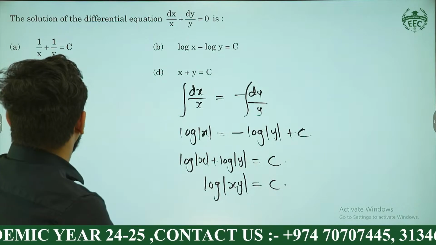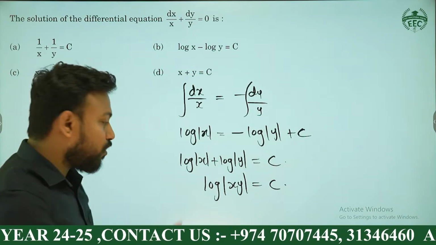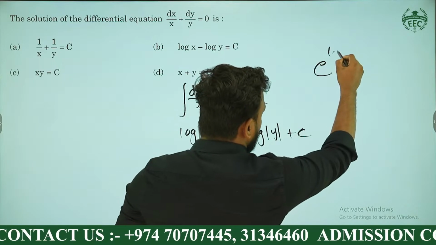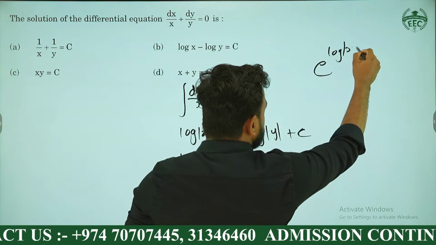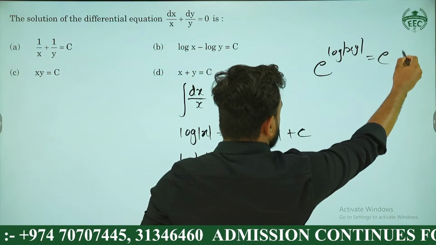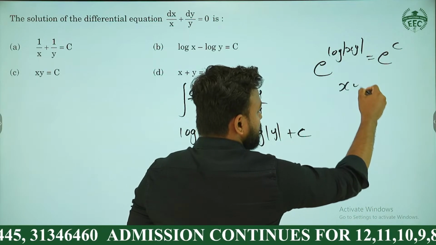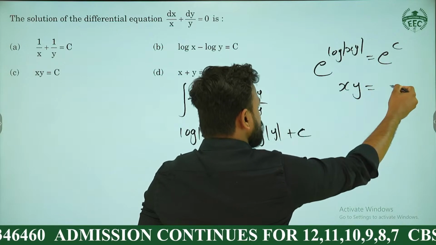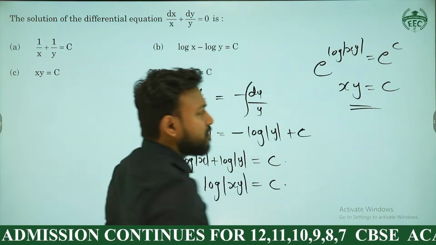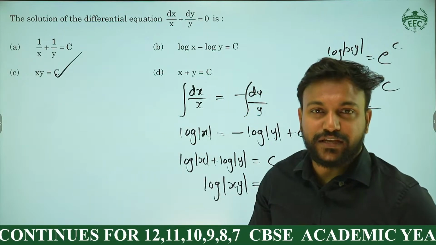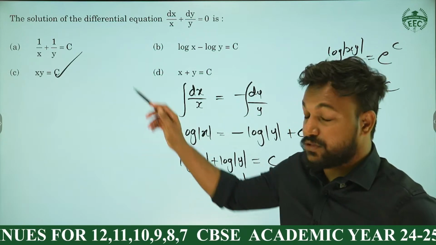Then you can apply the exponential function on both sides. What you will get? E raised to log xy is equal to e raised to c. Here you can see e and log will be cancelled, so you will get x into y, and e raised to c is another constant, therefore you will get c. So xy is equal to c. Here you can see the option is C. Xy is equal to C is the answer, and the option is C.